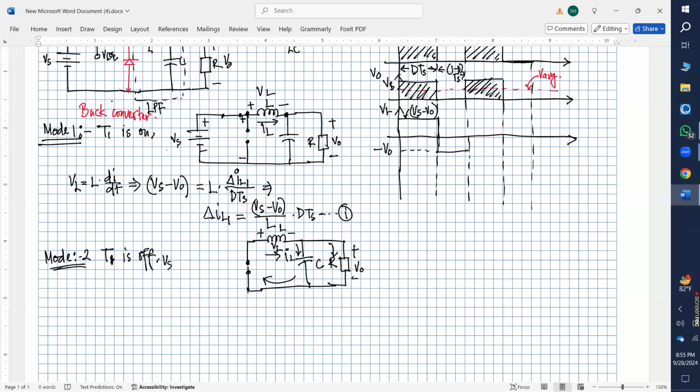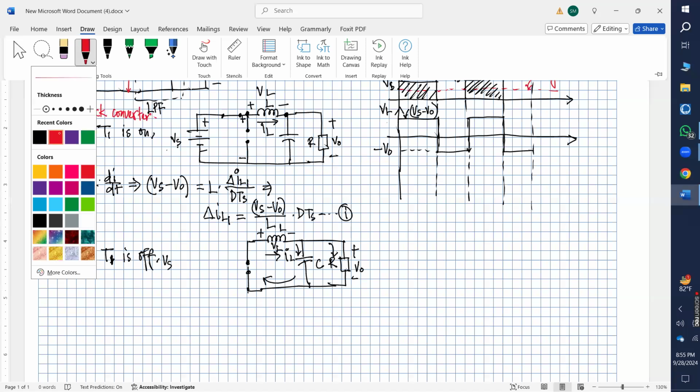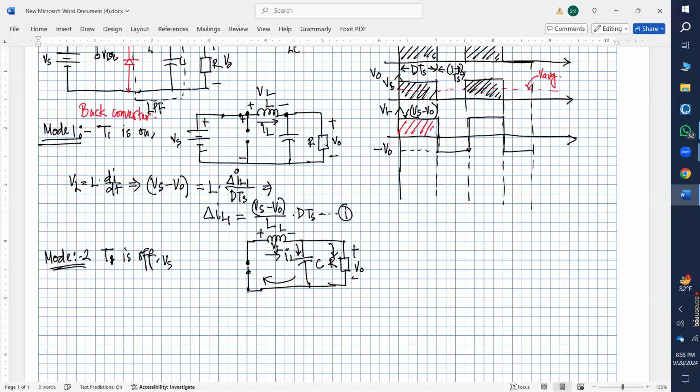Similarly, for the next half cycle, when the switch is on, you will have a value that is Vs minus V naught. And whenever you have a negative value, it will be minus V naught. Is there any confusion regarding the waveform we have drawn for the inductor output voltage?